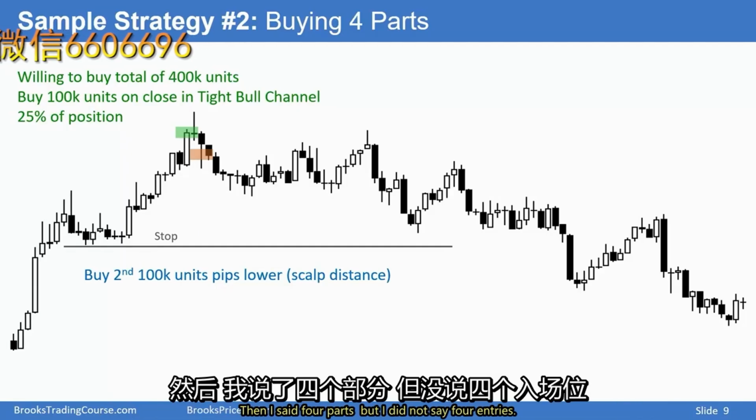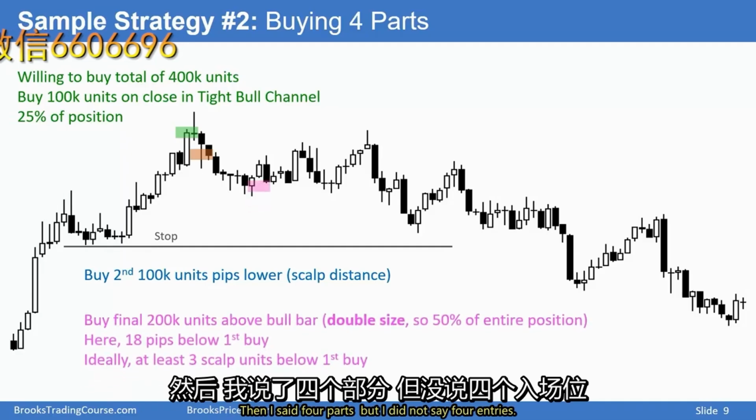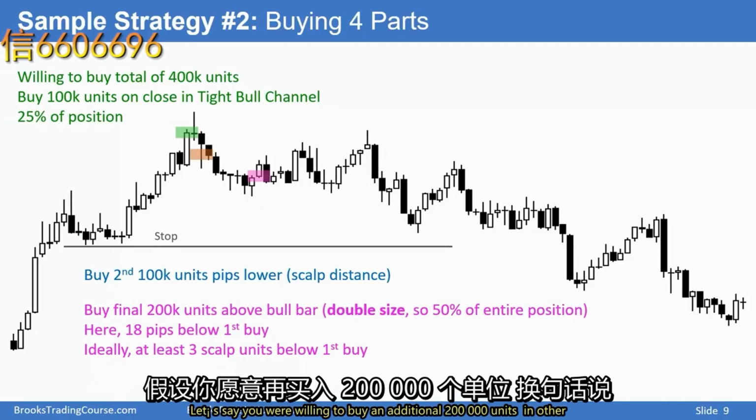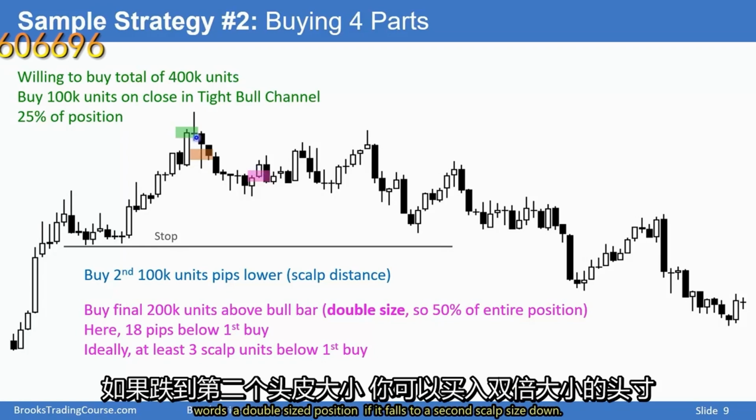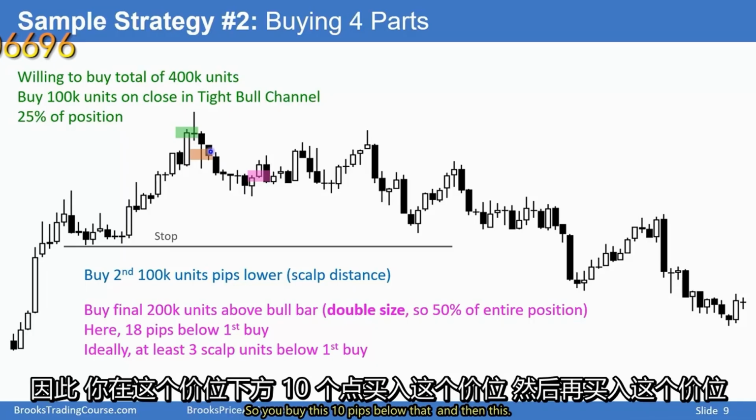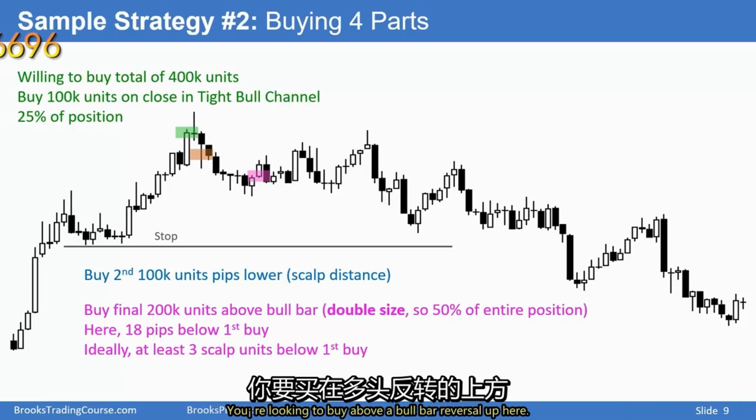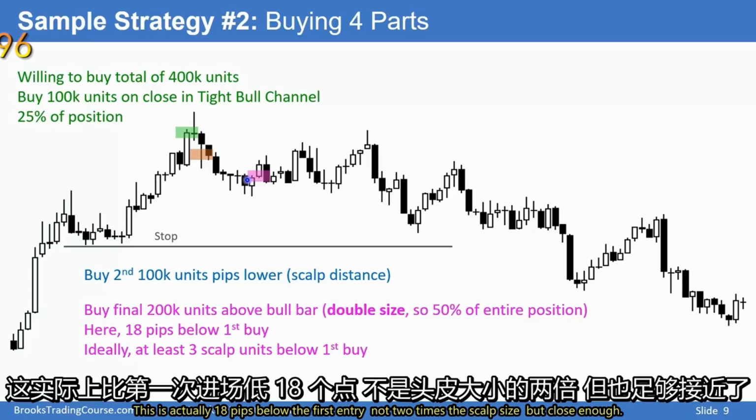And then I said 4 parts, but I did not say 4 entries. Let's say you were willing to buy an additional 200,000 units, in other words, a double-sized position, if it falls to a second scalp size down. Okay, so you buy this 10 pips below that, and then this, you're looking to buy above a bull bar reversal up here. This is actually 18 pips below the first entry, not 2 times the scalp size, but close enough.